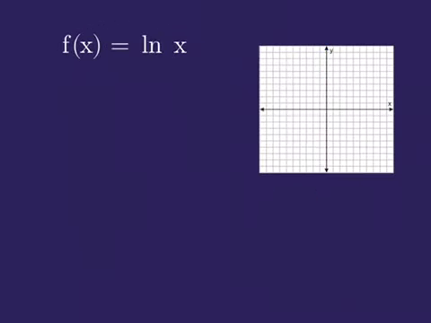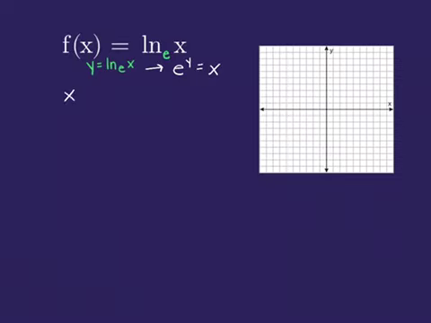Okay, now we're going to look at the graph of natural log of x. So we talked about this briefly earlier. Remember, if you have natural log, you know that the base is e. So we're looking at y equals natural log base e of x. And the first thing we want to do is rewrite this as an exponential. So e to the y is equal to x.